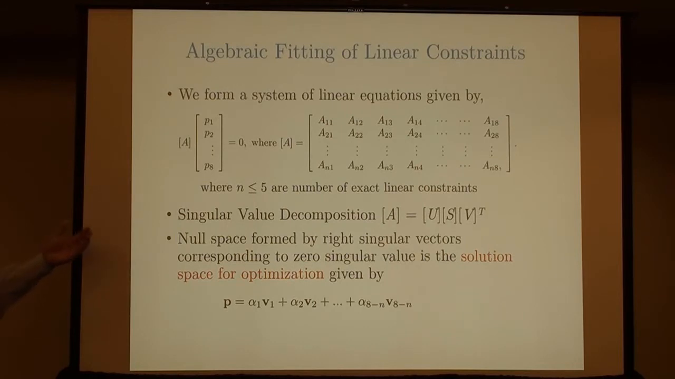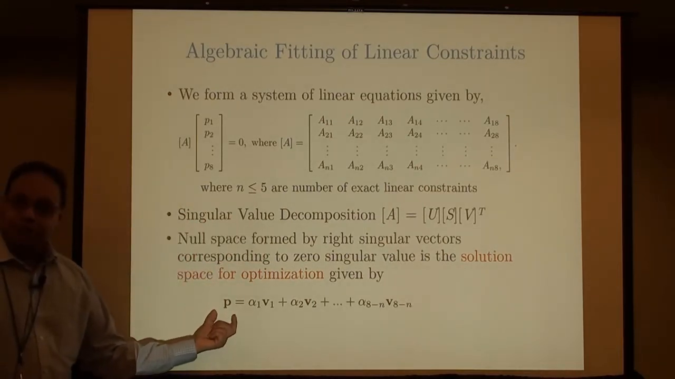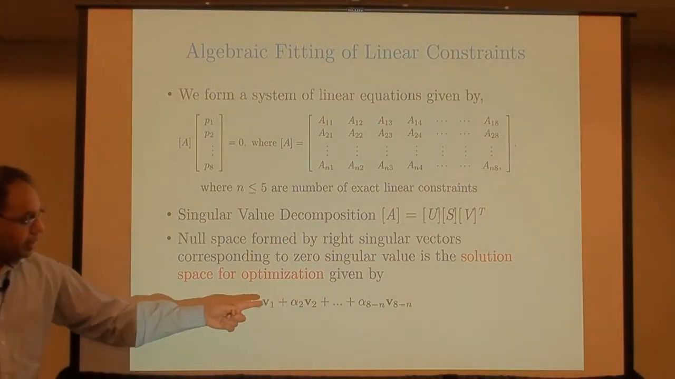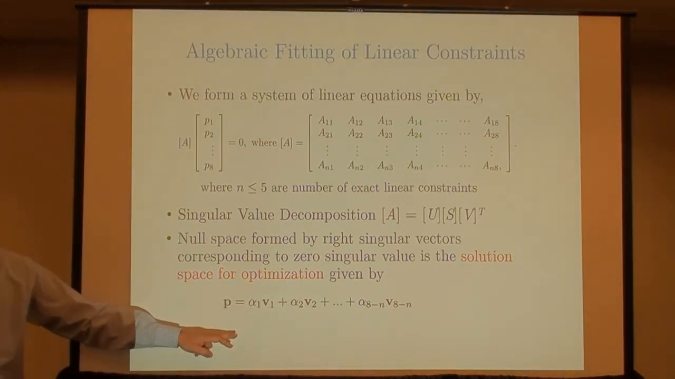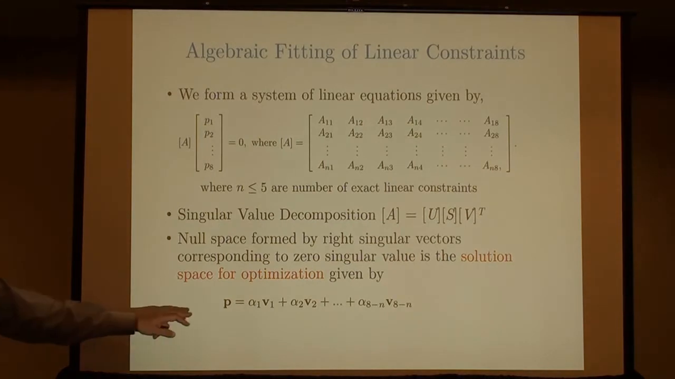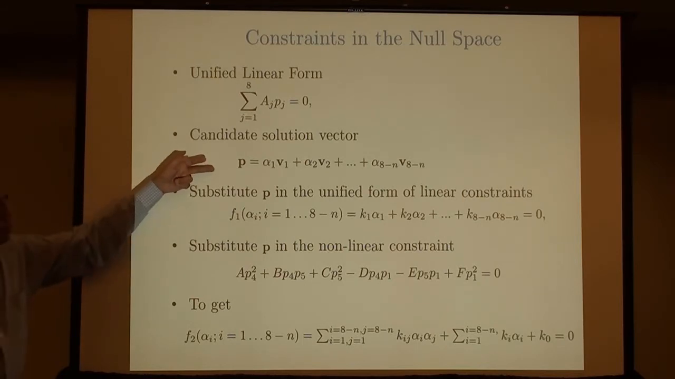In that case, you have to pick 3 right singular vectors that correspond to the smaller singular values, and you basically get a candidate solution. In this case, I'm writing 8 minus n. When n is 5, then you will have only 3. So V1, V2, V3 are the 3 singular vector solutions. We form a linear combination of those, and that's the candidate solution for our problem. But that's not sufficient, right? Because we also have to impose the quadratic conditions on that. So this is the candidate solution vector.